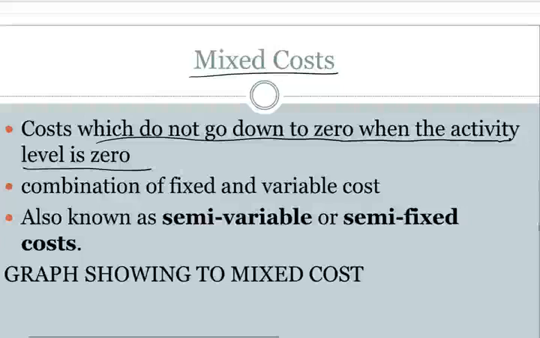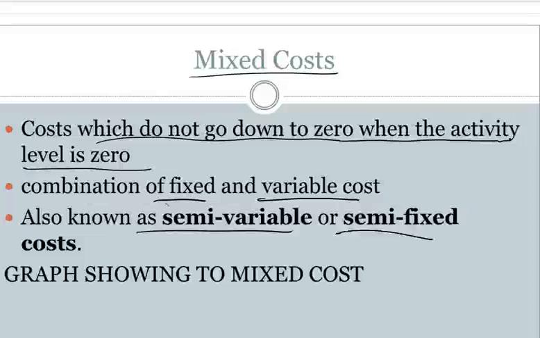So we're saying that it won't start from zero. Even if there's zero activity, the activity is basically the consumption of electricity. Even with zero electricity, the bill will still come. You pay for it. That's a mixed cost. It's basically a combination of a fixed element and a variable element. So it's both fixed and variable. You have combined these two. So they can also be known as semi-variable, half variable, or half fixed.